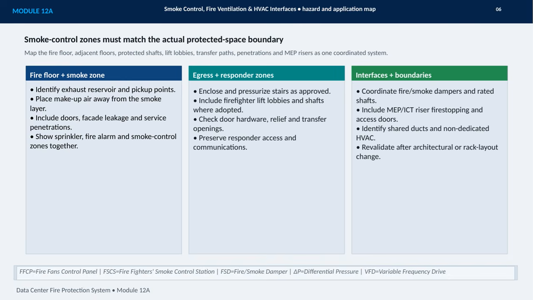The egress and responder zones require equal attention. Confirm approved stair pressurization, include firefighter lift lobbies and shafts where applicable, and check door hardware, relief paths, and transfer openings. Responder access and communications must remain available. Finally, coordinate fire and smoke dampers, rated shafts, riser fire stopping, access doors, shared ducts, and any non-dedicated HVAC. Any architectural change or rack layout revision requires the smoke control boundaries and interfaces to be revalidated.